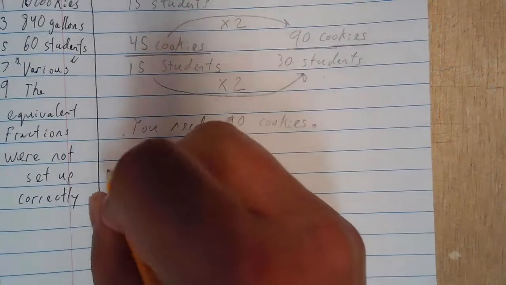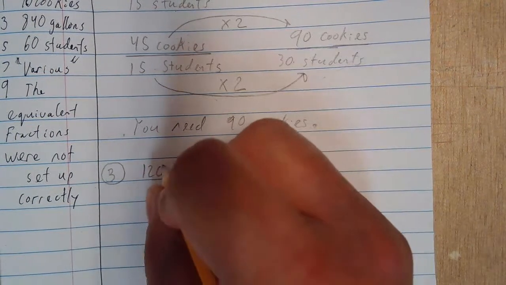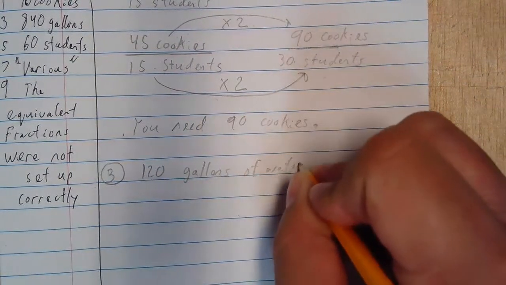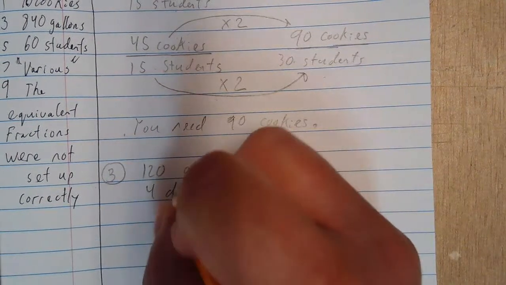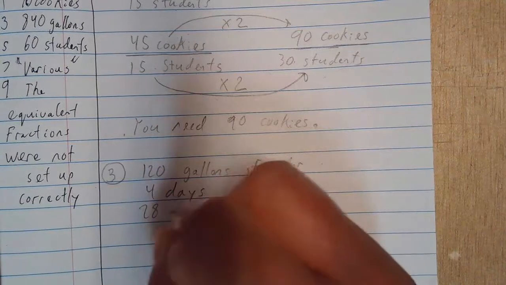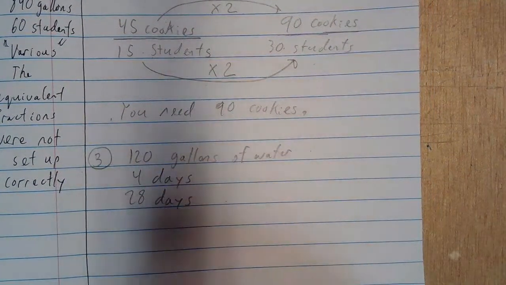All right, number 3. A Clydesdale drinks about 120 gallons of water every 4 days. At this rate, about how many gallons of water does a Clydesdale drink in 28 days? Okay. 120 gallons of water, 4 days, and 28 days. Those are the numbers in that problem. How are they connected? What's connected?